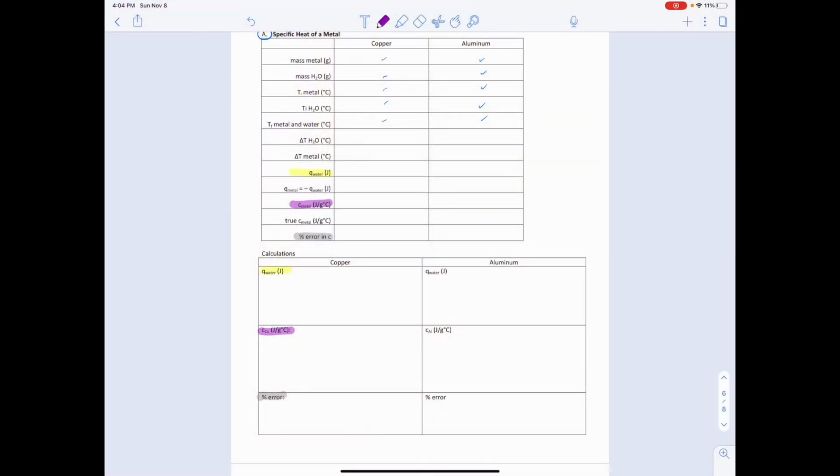You now have information to finish the calculations. You'll notice that there are certain areas that are highlighted and that have matching highlighted areas below. That just shows where the calculations for that value should go. If there's no box below for calculations, you can just write the calculation in the blank. For example, delta T represents T final minus T initial.